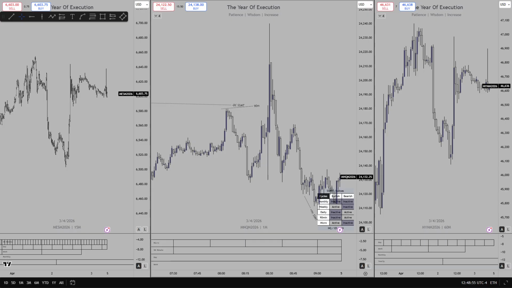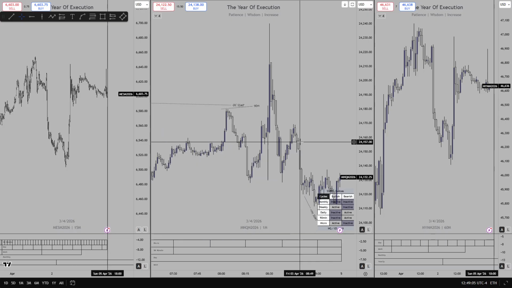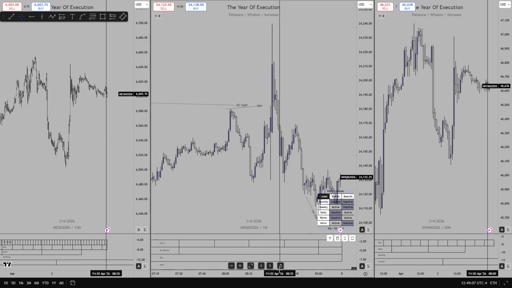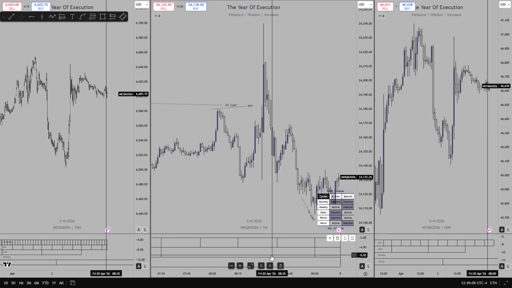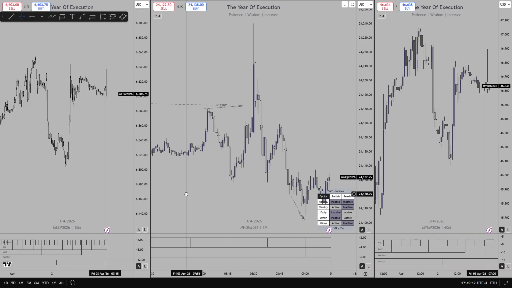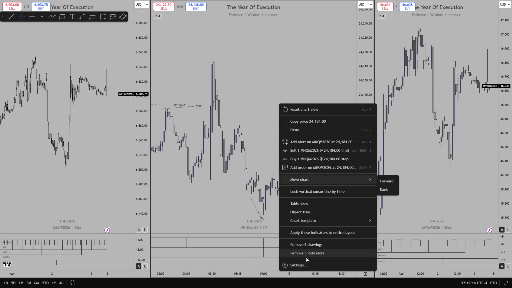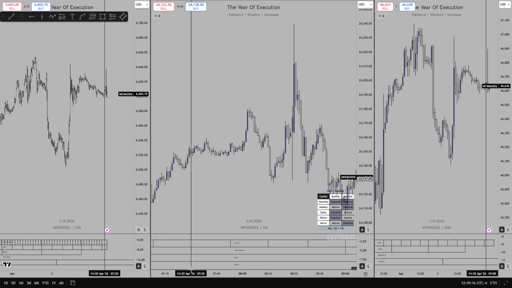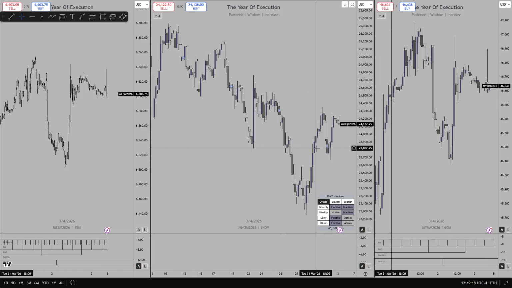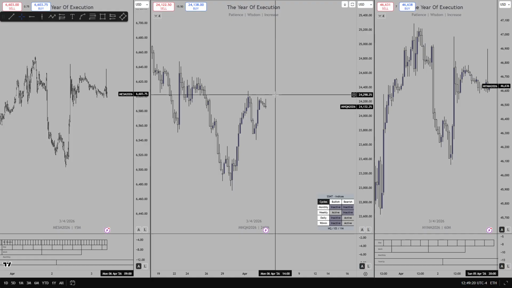Right now, the model I use to trade is called quarterly theory, incorporated with ICT and SMC concepts. Right now, I'm just gonna be collecting data. I'll probably also review how I could have traded some days last week. So just gonna remove all my drawings and just start from the 4 hour.